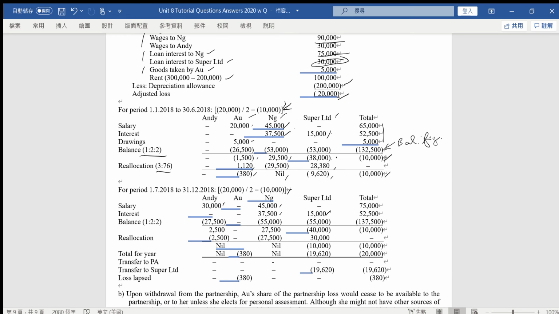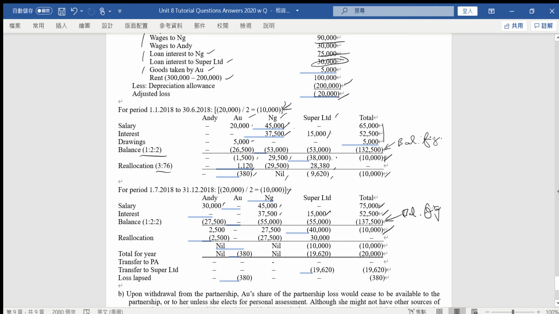Then we have those figures, and this is the allocation portion, and that is the balance figure. We work out the balance figure, and then we are required to reallocate. Why?